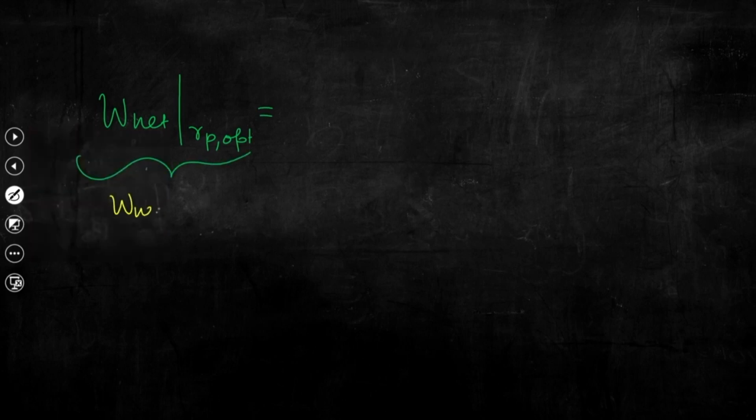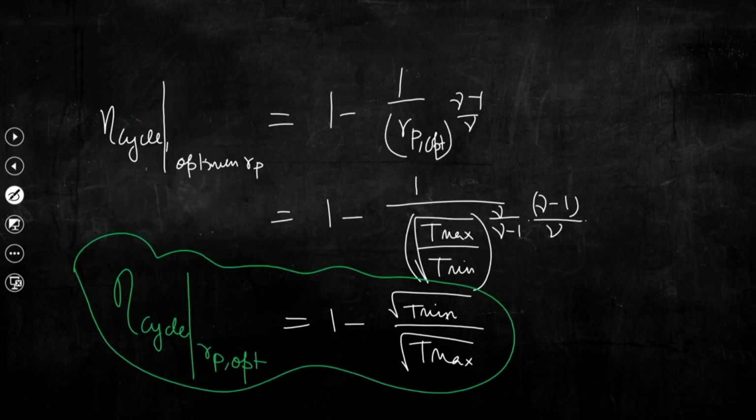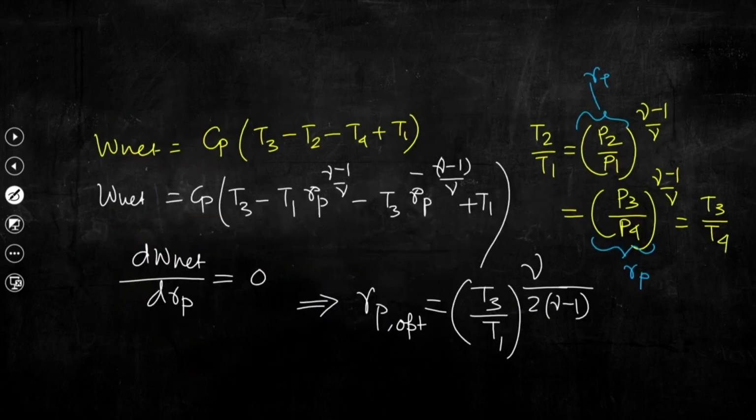Similarly, what would be W net at Rp optimum? This is W net maximum for the cycle. W net maximum that we could write in one of the previous slides is basically the Carnot efficiency that is not achievable in practice. So, this is basically the W net maximum corresponding to optimum value of Rp, and if that is the case, this is the expression.